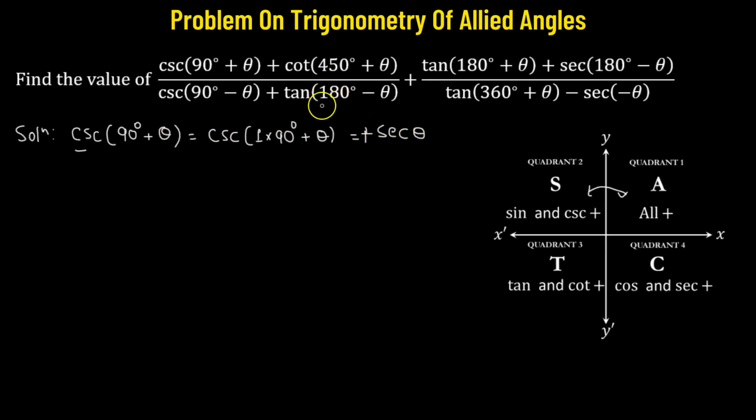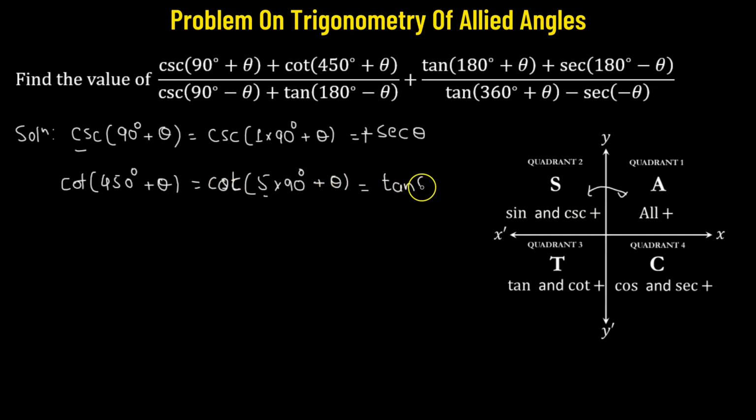Now let's try to find out the value of cotangent of 450 degrees plus theta. We'll rewrite 450 degree as a multiple of 90 degree. So we have cotangent of 5 times 90 degrees, that's 450 degree, plus theta. So this is the cotangent function. Now since it's an odd multiple of 90 degrees, the cotangent function must transform. So it will transform to give us tangent function, and the new angle will be theta.